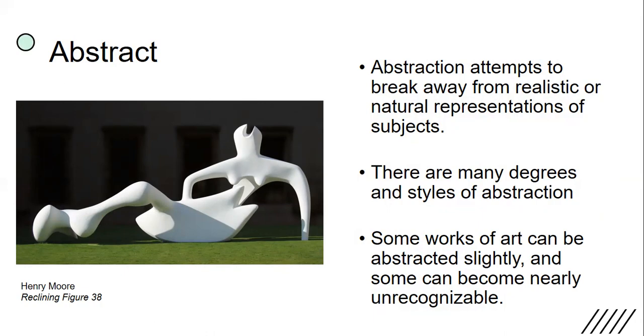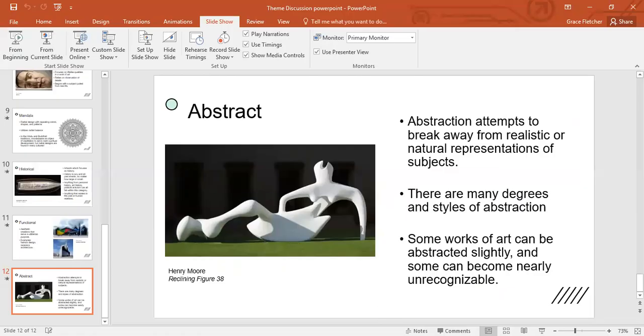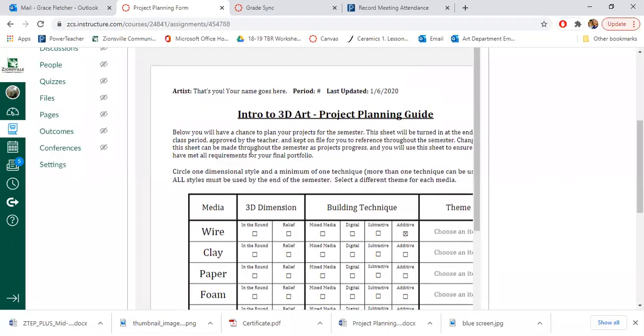So let's go back to that project planning guide now. And you are going to have to pick a theme. You're going to download this file. You're going to go through the row right here, and you're going to pick in the round, relief, mixed media, digital, subtractive, additive, whatever you want. And then you're going to pick a theme for this project. Okay, that's step one, is do that.